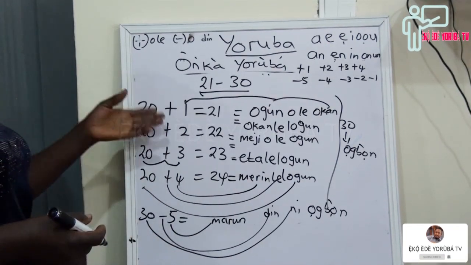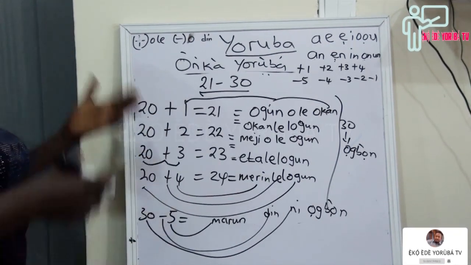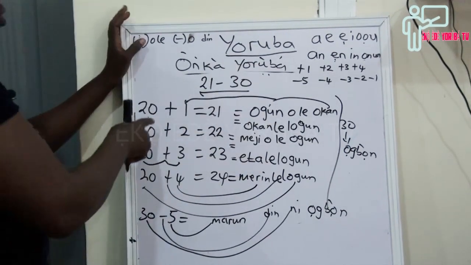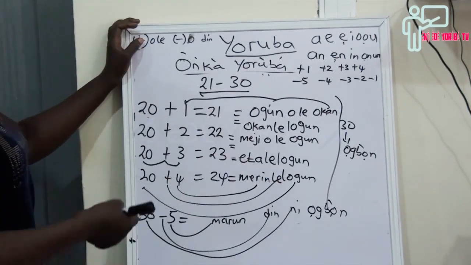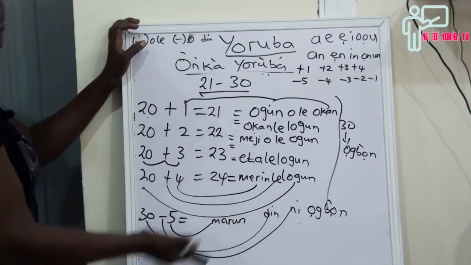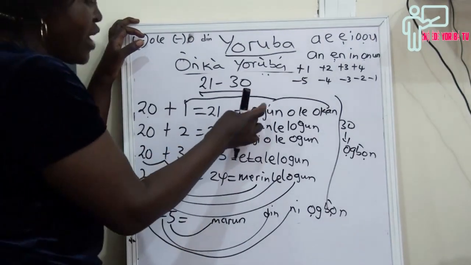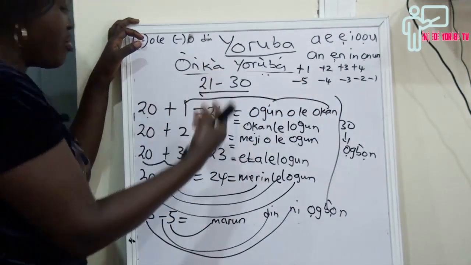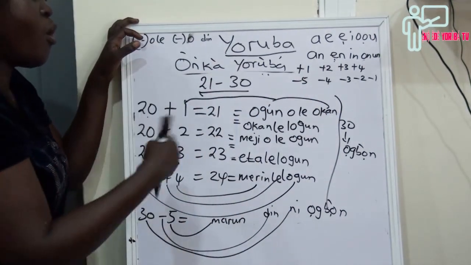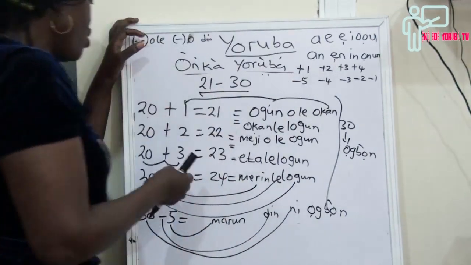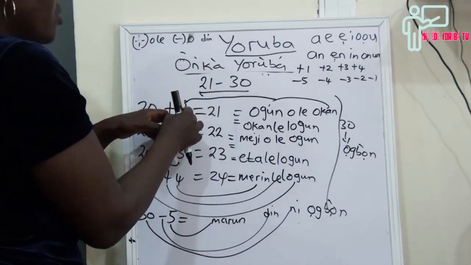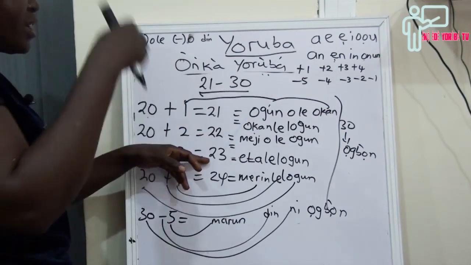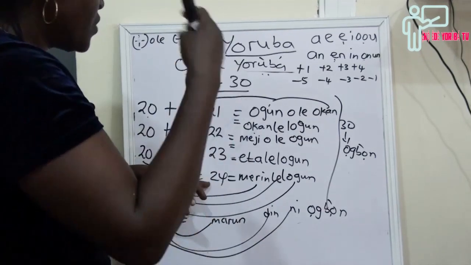So this is 21. Okay, 20 ogún. 21 ogún lé. So we didn't say ogún ó lé. I told you that it's from the back. That is why I didn't put this one here. I said ogún ó lé ọ̀kan. But in Yoruba, you read it from the back. So we say ọ̀kànlélógún. So that is 21, ọ̀kànlélógún, 22, èjìlélógún, 23, ẹ̀tàlélógún, 24, ẹ̀rìnlélógún.